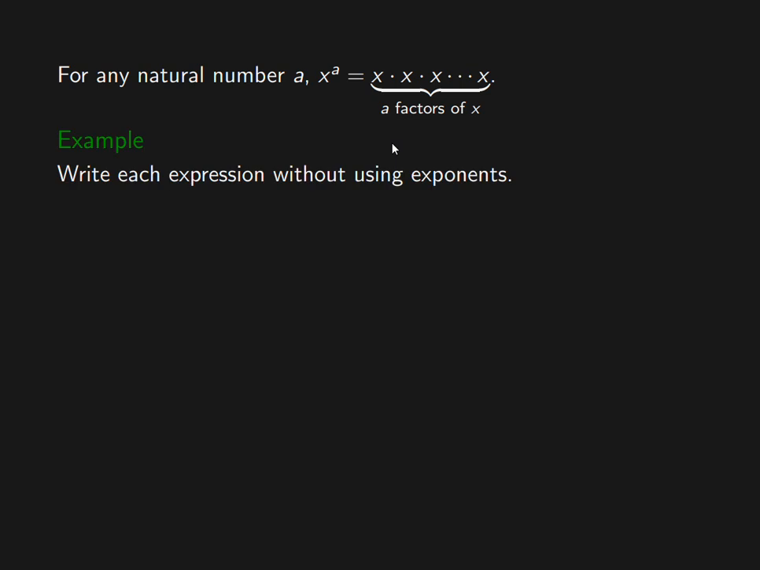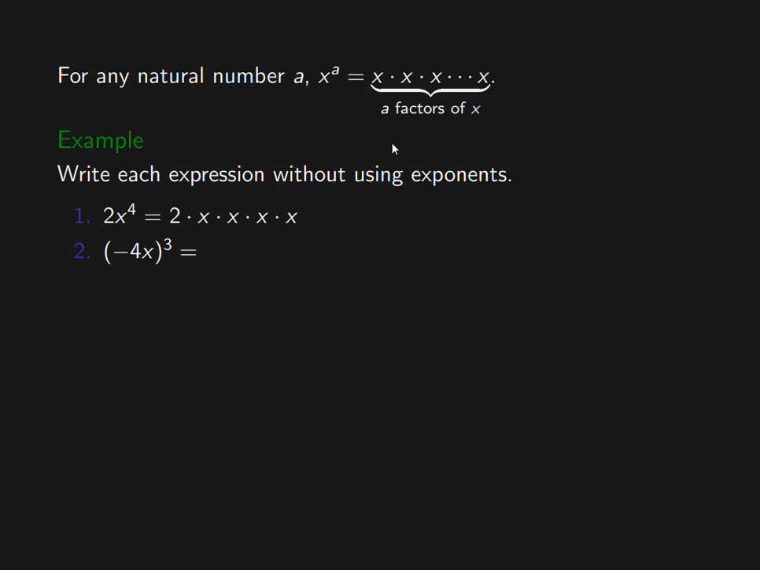So let's write the following expressions without using exponents. 2x to the power of 4. From the definition we know that x to the power of 4 is x times x times x times x, 4 times. So this is equal to 2 times x times x times x times x.